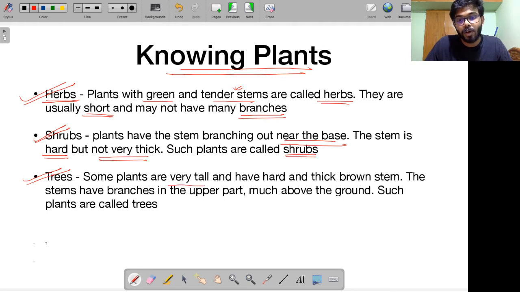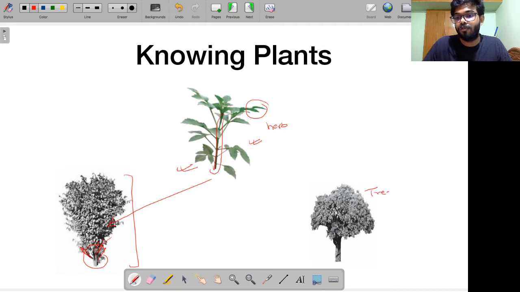Some plants are very tall and have hard and thick brown stems. The stems have branches in the upper parts, much above the ground. Such plants are called trees. Alright, so this is an example of a tree. Of course, you have seen trees all around you, okay?